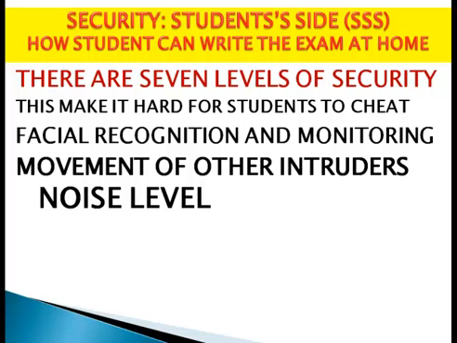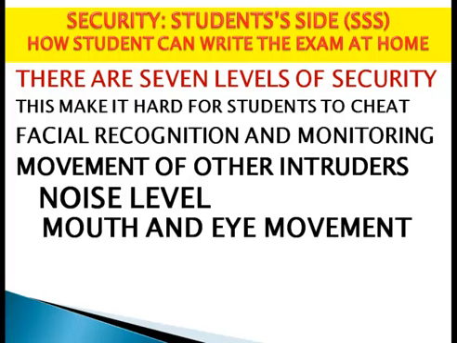Then it's going to also monitor the noise level. Is the student trying to cheat by dictating the question? Then we look at the mouth and the eyes movement. Are the eyes of this person moving? Is the mouth also moving? If the two of them are moving, then there's a kind of foul play there. Then the software will report immediately that it is an exam malpractice and will raise a serious alarm.